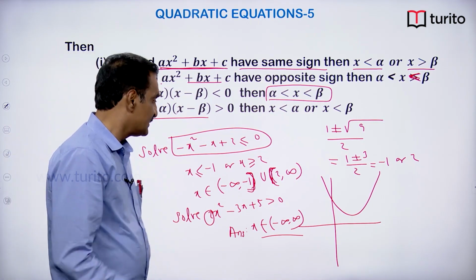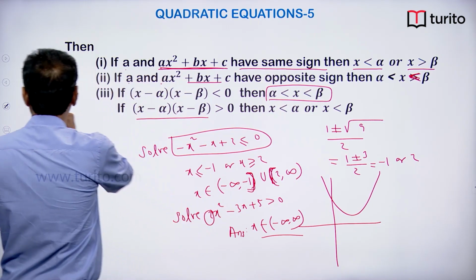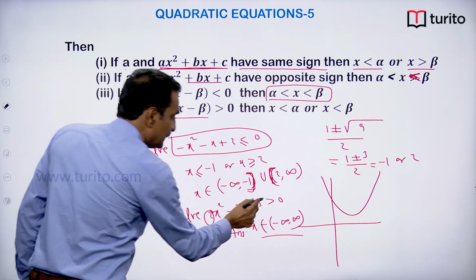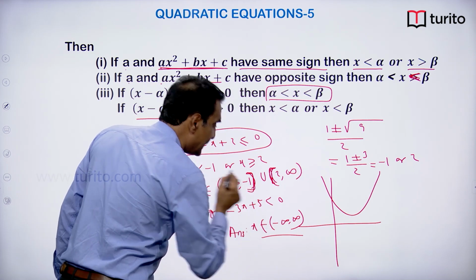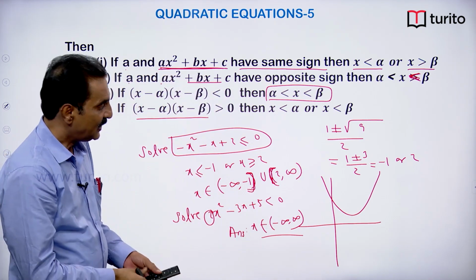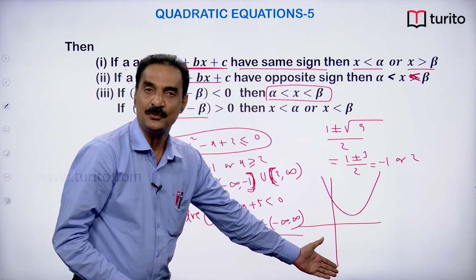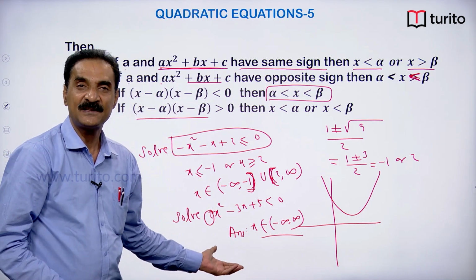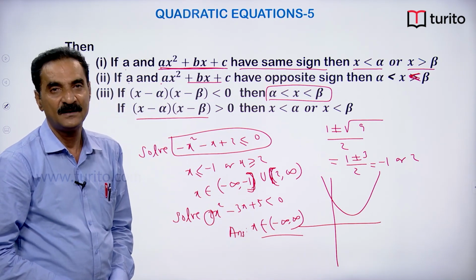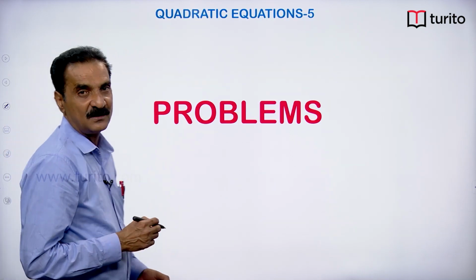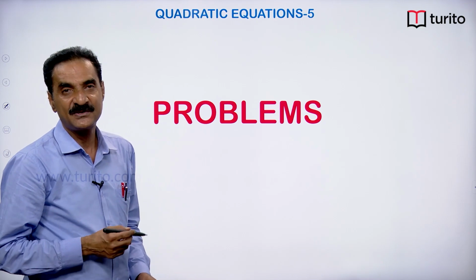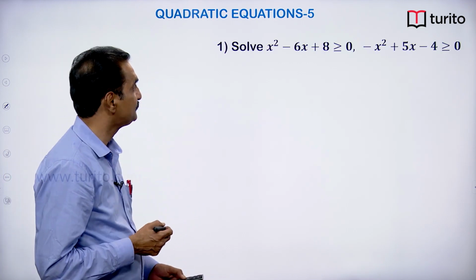Suppose the question is given as solve this quadratic less than 0. You can notice that it is never less than 0. Then you will write the interval of x as the null set. Okay, understood? Now let us solve problems on these theory points on quadratic expressions.